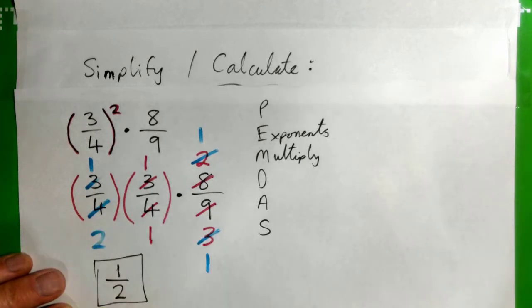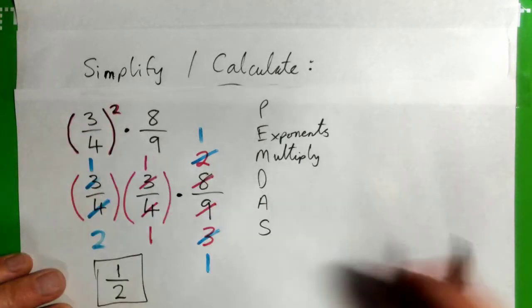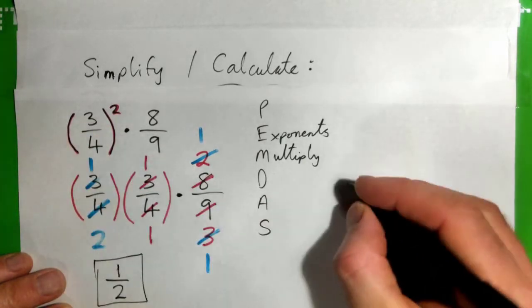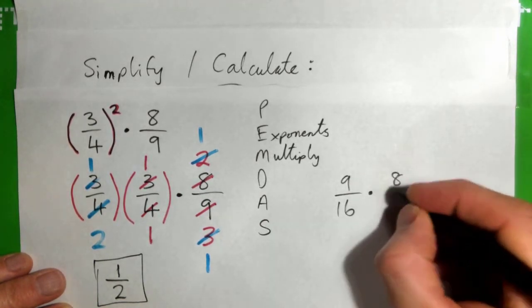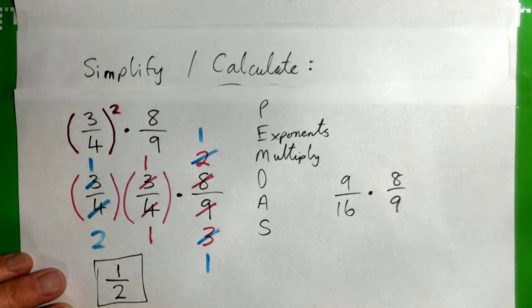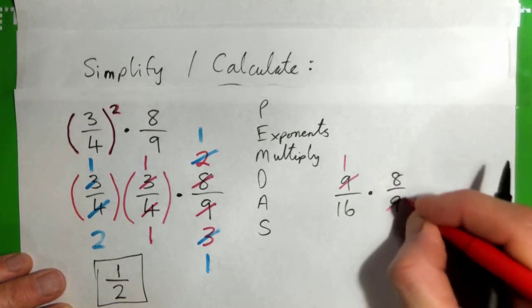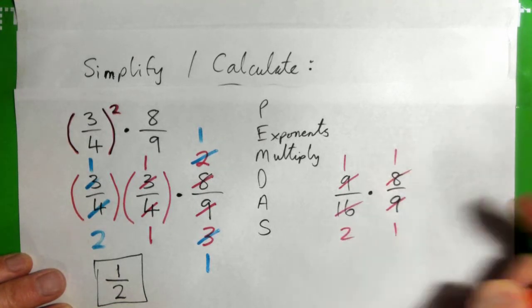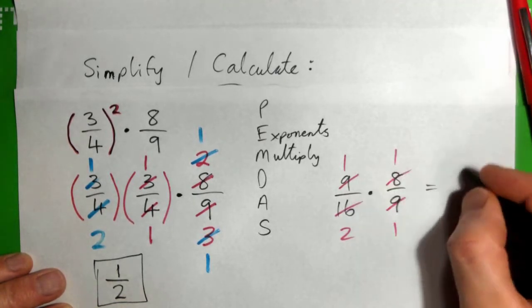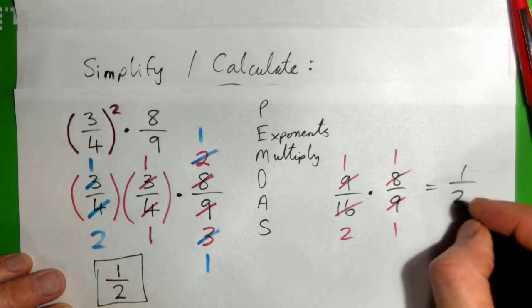Now, other ways of doing it, you could have squared this. You could have got 3 times 3 is 9 over 4 times 4 is 16. 9/16 times 8/9. That's not a problem. You can still do that because look, 9 to 9 goes once here and here. Right, 8 and 8 goes once and 8 and 16 goes twice. And this becomes 1 times 1 is 1. 2 times 1 is 2, 1/2, right?